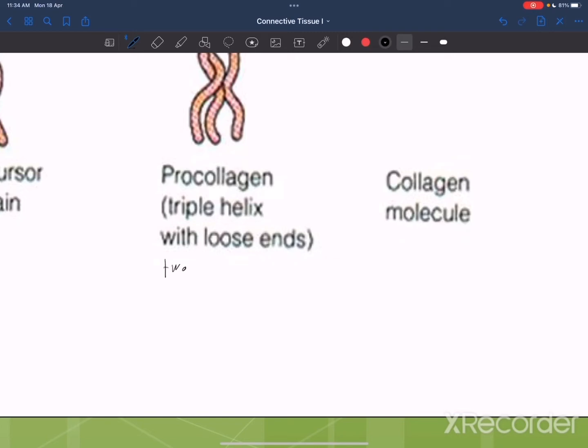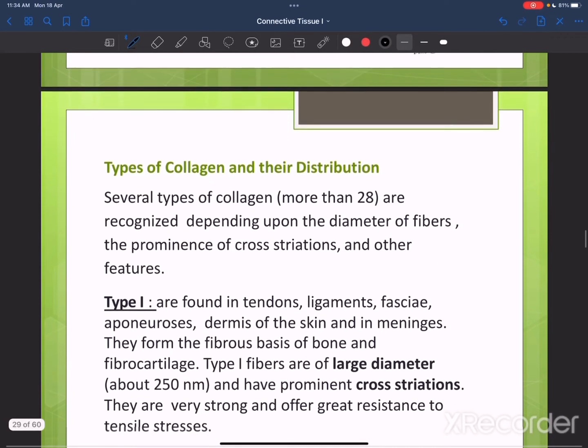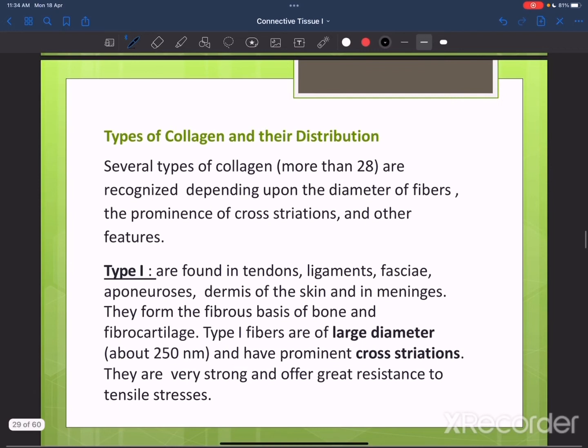Each collagen fiber is composed of groups of collagen fibrils. Regarding the types, this is required for the exam. You have to know the different types of collagen. The textbook says there are more than 28 types, but the main types are the ones you have to know.